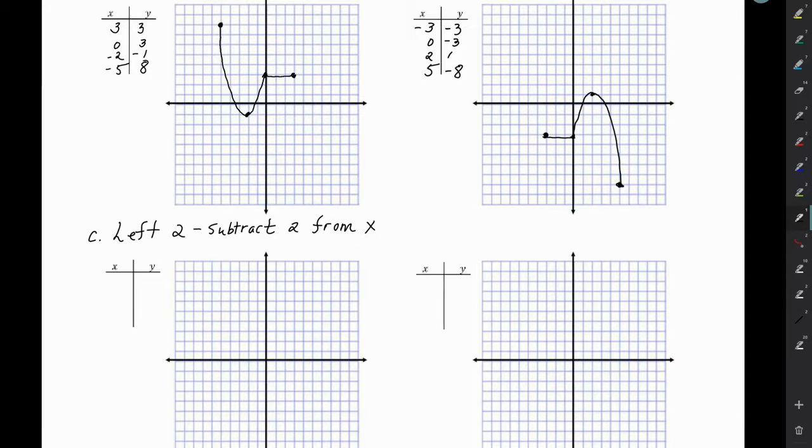So what does that mean? We're going to subtract 2 from every x value. So -3 minus 2 is -5. 0 minus 2 is -2. 2 minus 2 is 0, and 5 minus 2 is 3. And then our y values don't change. They're still going to be 3, 3, -1, and 8. And we'll plot those, and if we did it right, our whole graph should move to the left too.